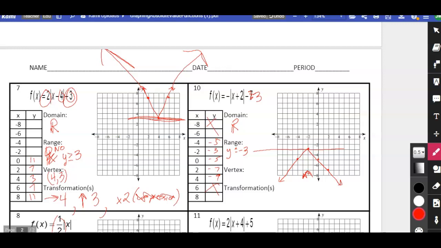Okay, so what is my vertex? My vertex is -2, -3. What are my transformations? What are we doing here? We went left 2 spots. We went down 3 spots. We flipped it. You could say flip, or you could write upside down.